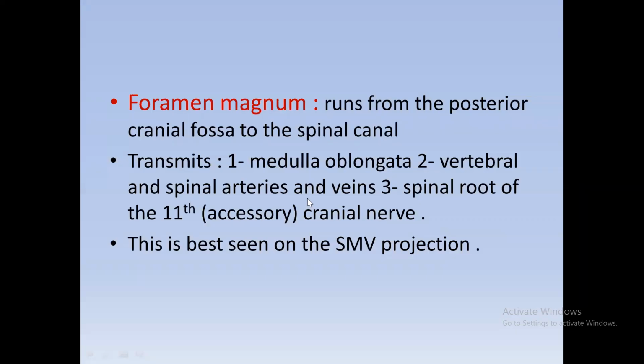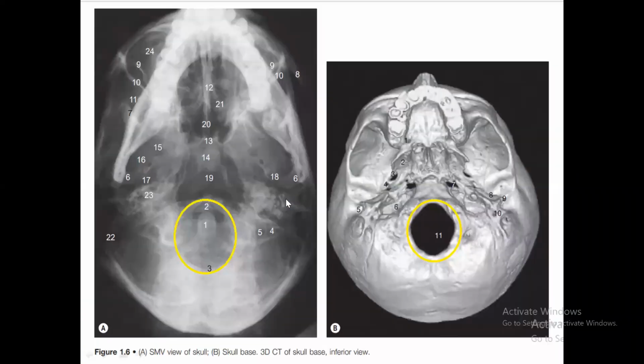Foramen magnum runs from the posterior cranial fossa to the spinal canal. It transmits the medulla oblongata, vertebral and spinal arteries and veins, and the spinal root of the 11th or accessory cranial nerve. This is best seen on the submental vertex projection. This is a submental vertex projection of the skull in which you can see clearly foramen magnum, and this is a 3D CT of the skull in which you can see clearly the foramen magnum.